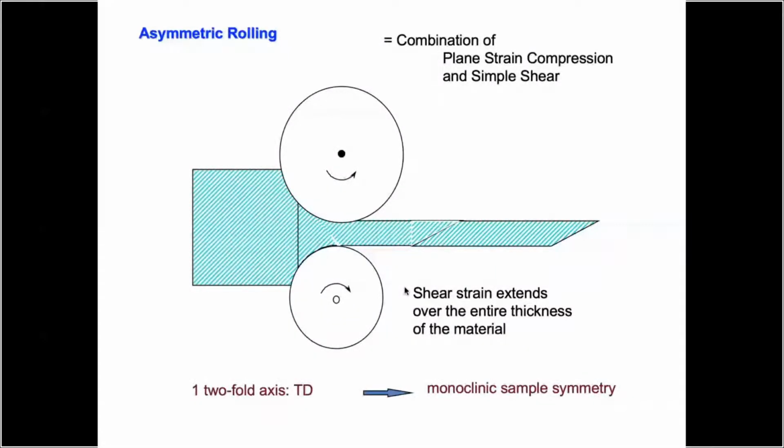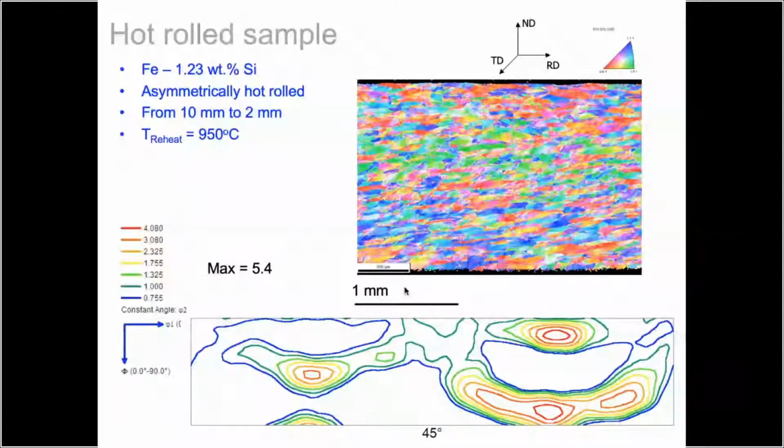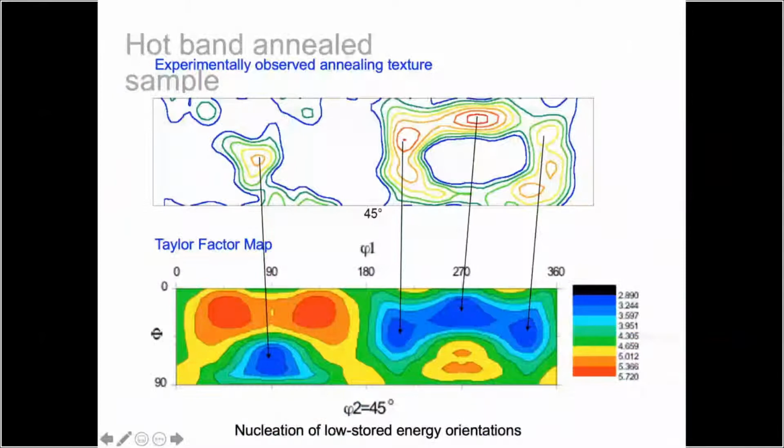So this also remains valid under more exotic conditions. This is asymmetric rolling, but I don't have time now to go into detail. But also in this case, the correspondence holds between the blue areas in the Taylor factor map and the maximum of the ODF. Okay.